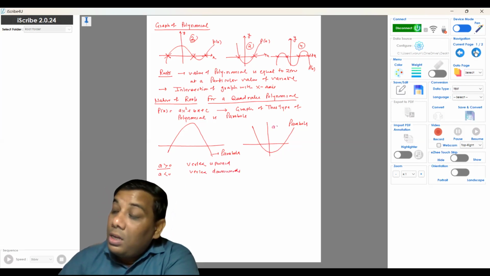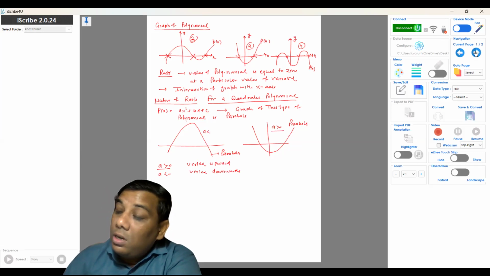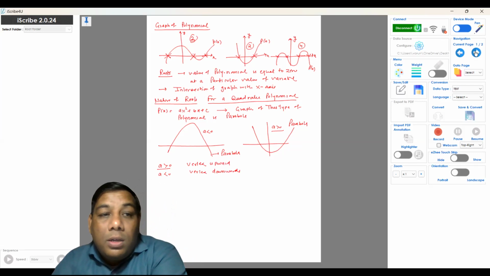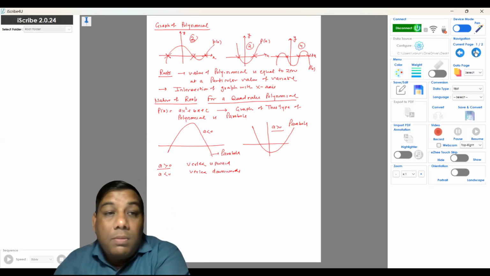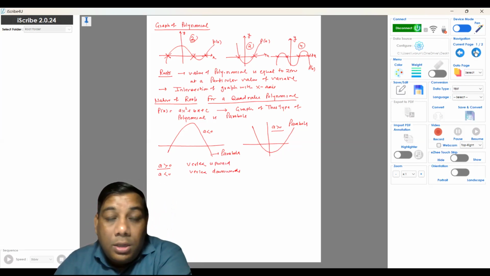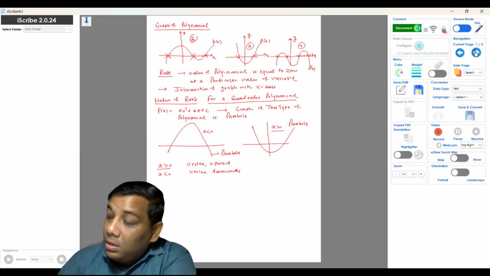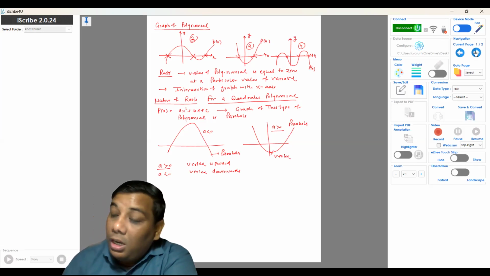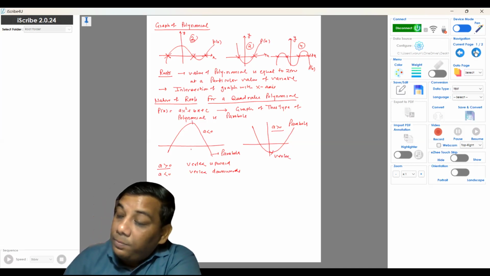ये ग्राफ हमारा होता है a greater than 0, and this one is for a less than 0. If the value of a, that is the multiple of x square, is greater than 0, then the vertex will be upward. This point is known as the vertex, where the parabola is going to be symmetrical about this line. And if a is less than 0, then it is going to be downwards.